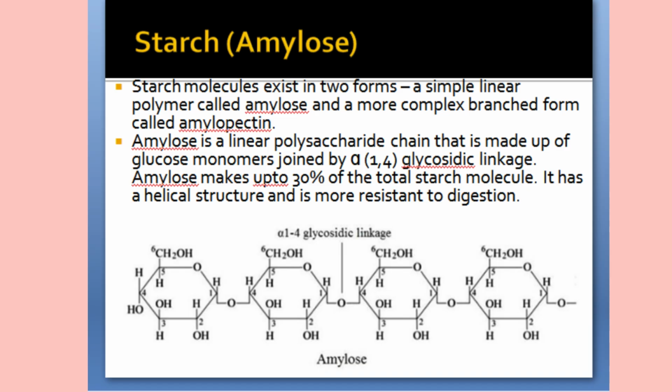Let's discuss starch. Starch molecules exist in two forms, a simple linear polymer called amylose and a more complex branched form called amylopectin. Amylose is a linear polysaccharide chain that is made up of glucose monomers joined by 1,4 glycosidic linkage. Amylose makes up to 30% of the total starch molecule. It has a helical structure and is more resistant to digestion.